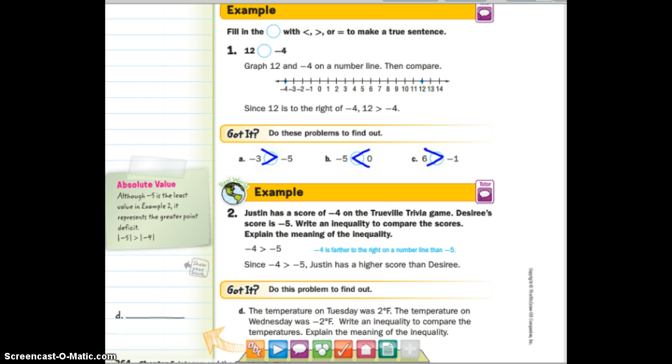Justin has a score of -4 in the trivia game. Desiree scores -5. We need to write an inequality to compare the scores. -4 is greater than -5. But might you say, but 4 is less than 5? Remember, on the negative side of the number line, negative numbers with greater absolute values are less than numbers to their right. So -4 is greater than -5.